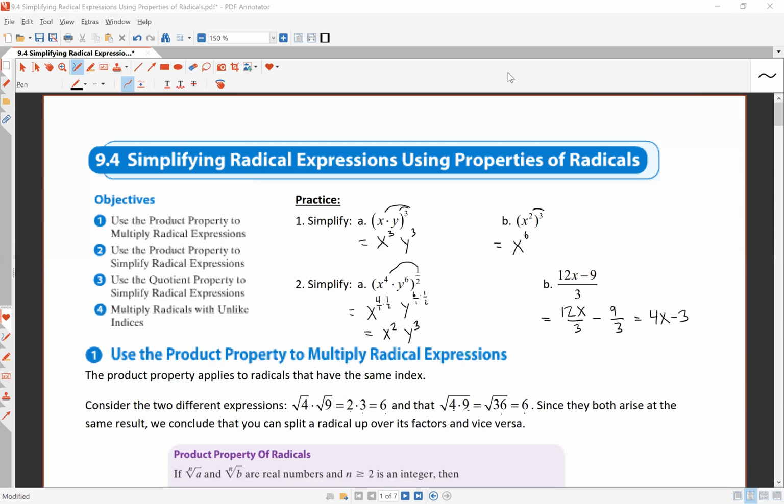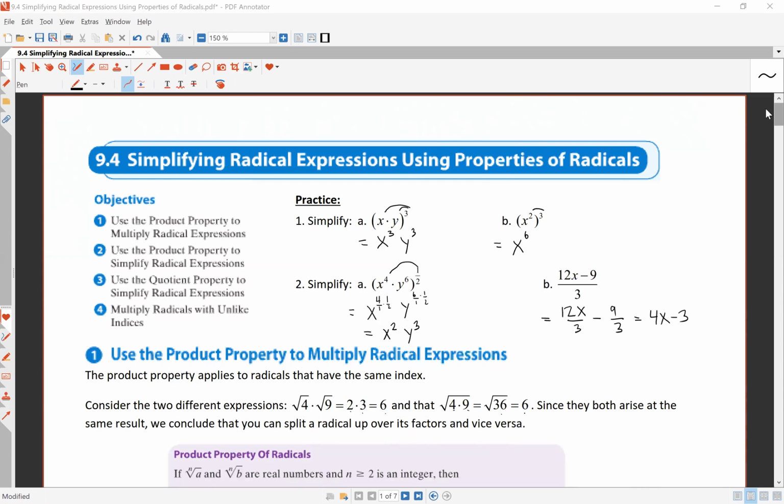This video covers section 9.4, simplifying radical expressions using properties of radicals. Objective 4, multiply radicals with unlike indices. This entire section 9.4 has been about having radicals with the same index.